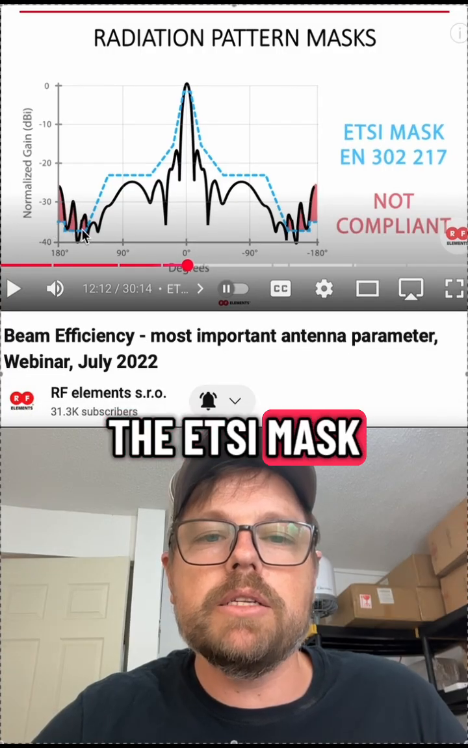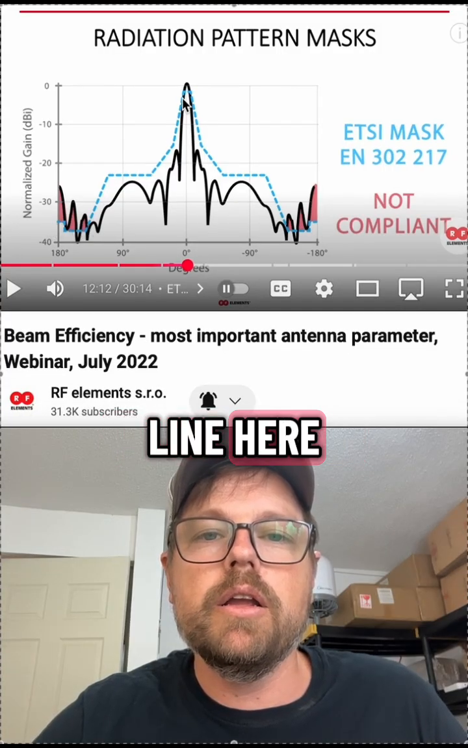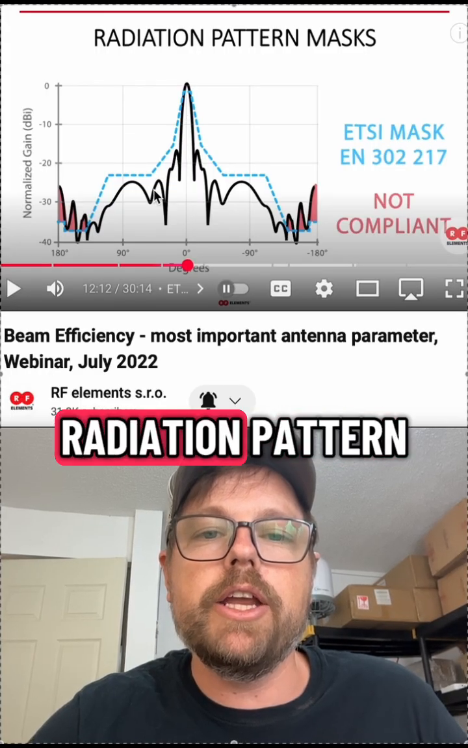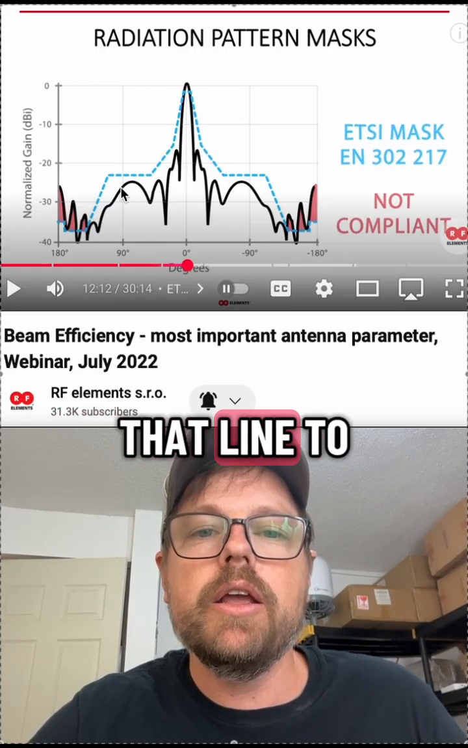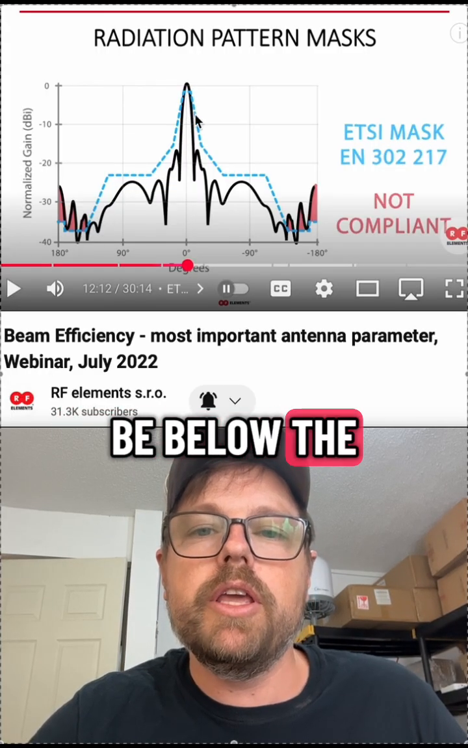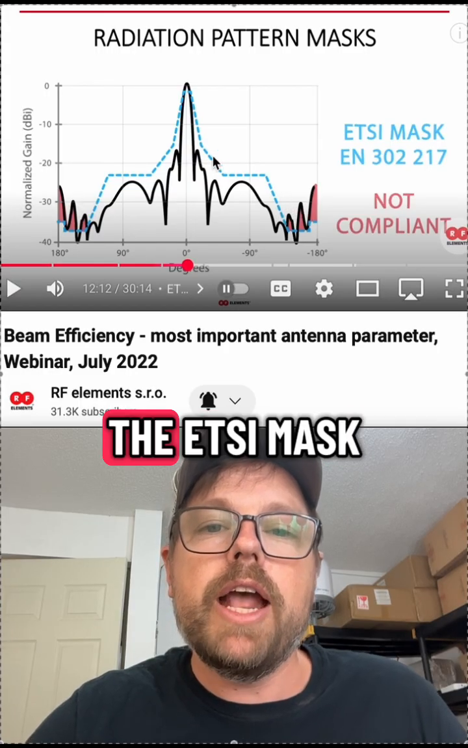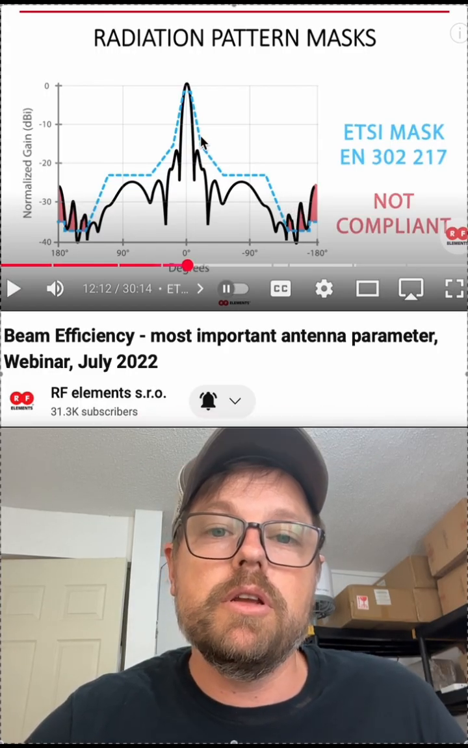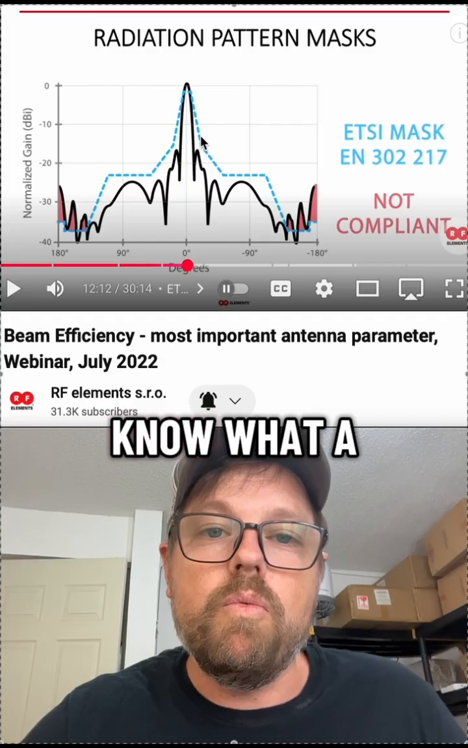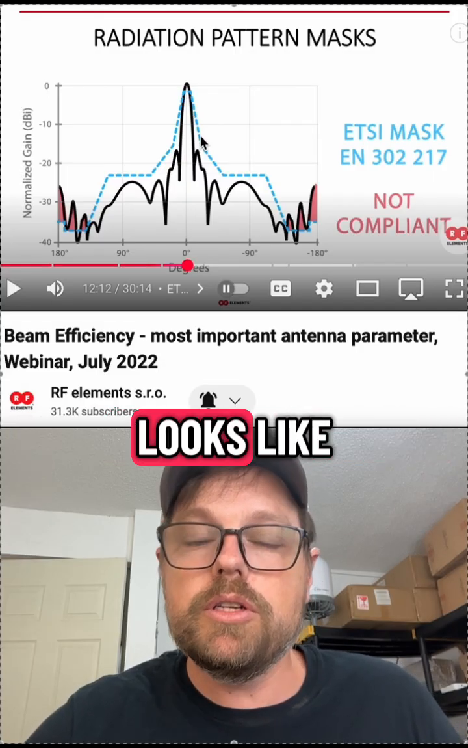The ETSI mask is this blue line here. You want your radiation pattern, that line, to be below the ETSI mask. The ETSI mask is a reference. It lets you know what a good antenna pattern looks like.